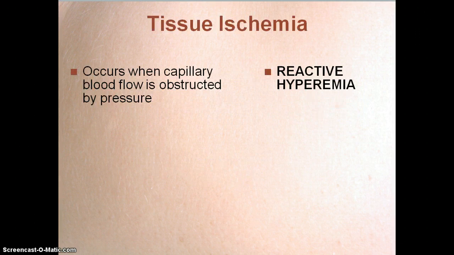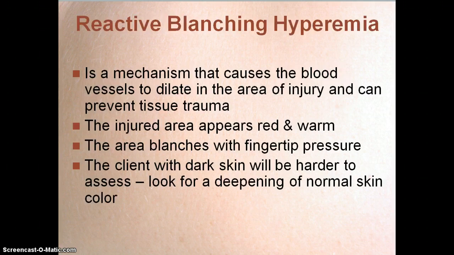When we look at tissue ischemia on page 1177, very good to read. That term called reactive hyperemia: it's pressure over a capillary that exceeds what normally the capillary pressure is, and then that vessel is occluded for a long period of time. That's why repositioning our patients is very important so that we don't have this happening.